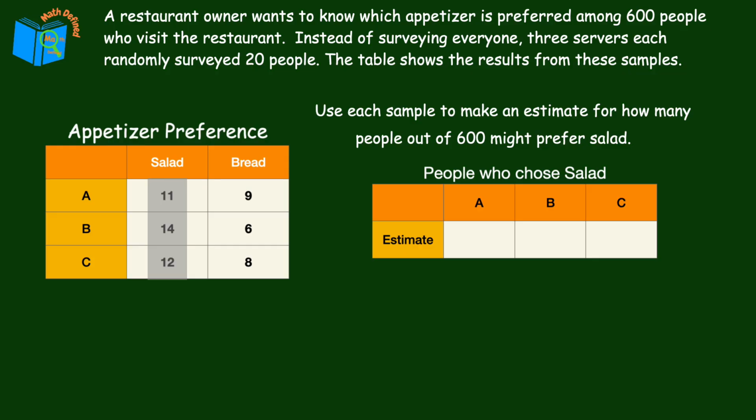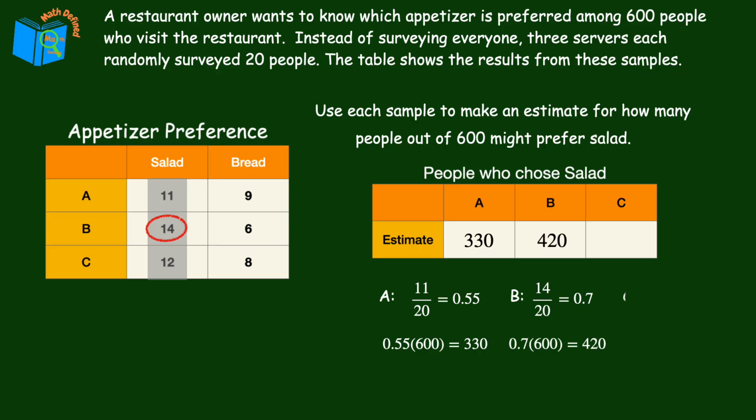All right, let's check your work. We're estimating how many people out of 600 might prefer salad using each random sample. Let's go sample by sample. Sample A, 11 out of 20 chose salad. 11 divided by 20 is 0.55, and multiplying that by 600 is 330 people. Sample B, 14 out of 20 chose salad, giving us 420 people. And sample C, 12 out of 20 chose salad, giving us 360 people. So the 3 estimates are 330, 420, and 360.